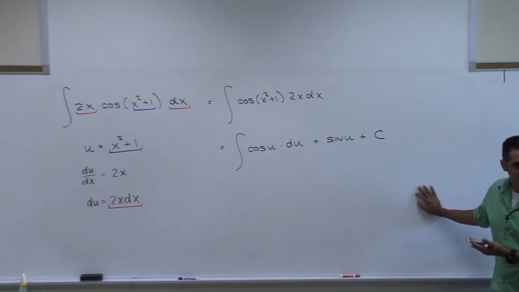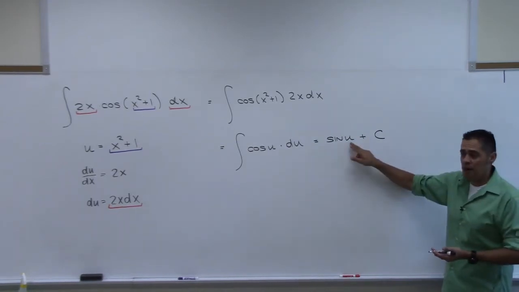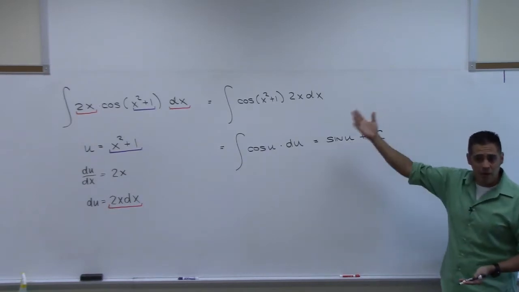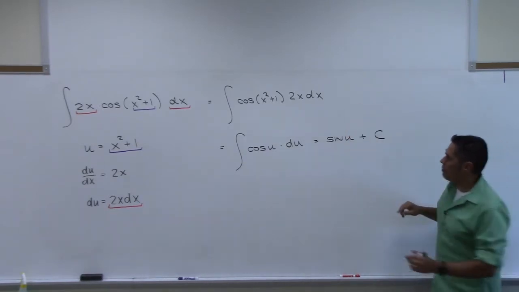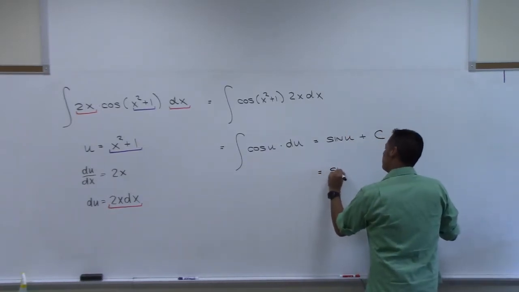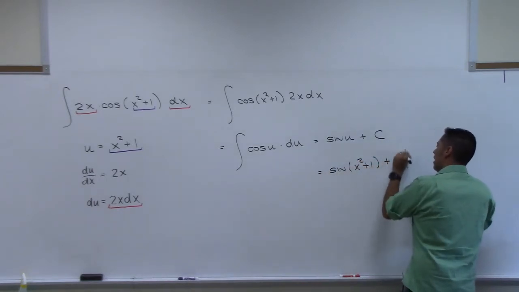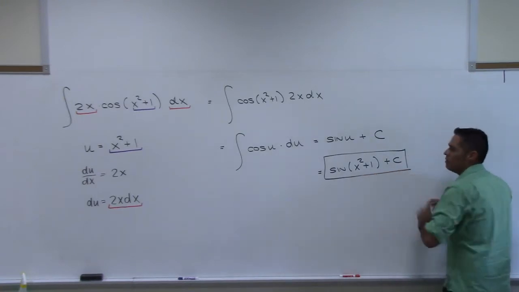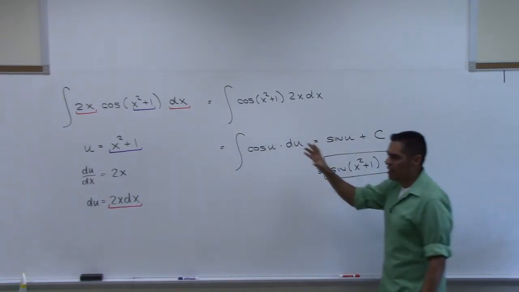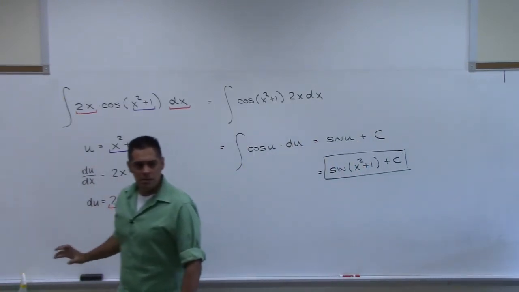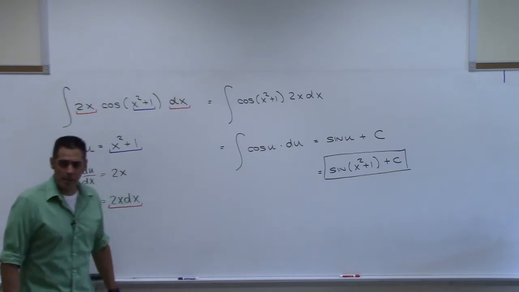But you can't box this as your answer because your answer has u in it. So you've got to get u back to where it came from. U is x squared plus 1, plus c, and that's what we had before. Okay, do y'all see how that notation flows? I have a question? Yes.